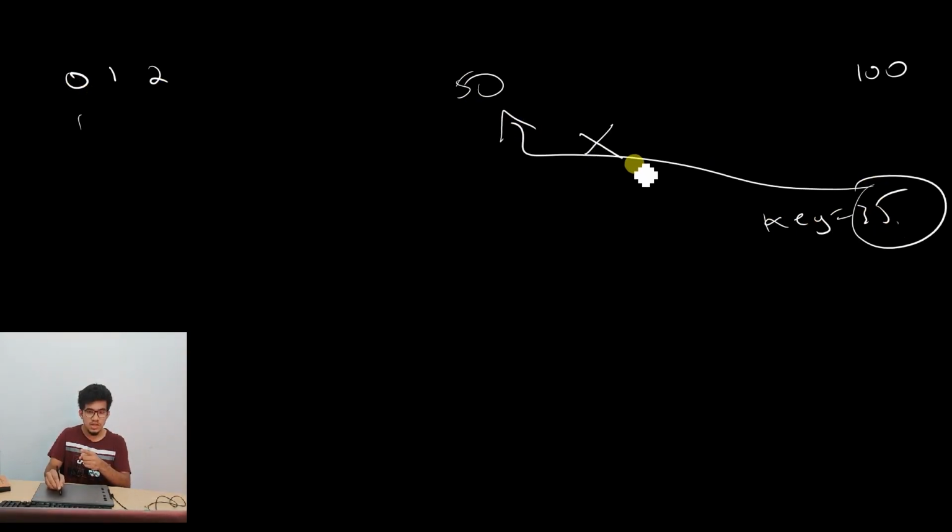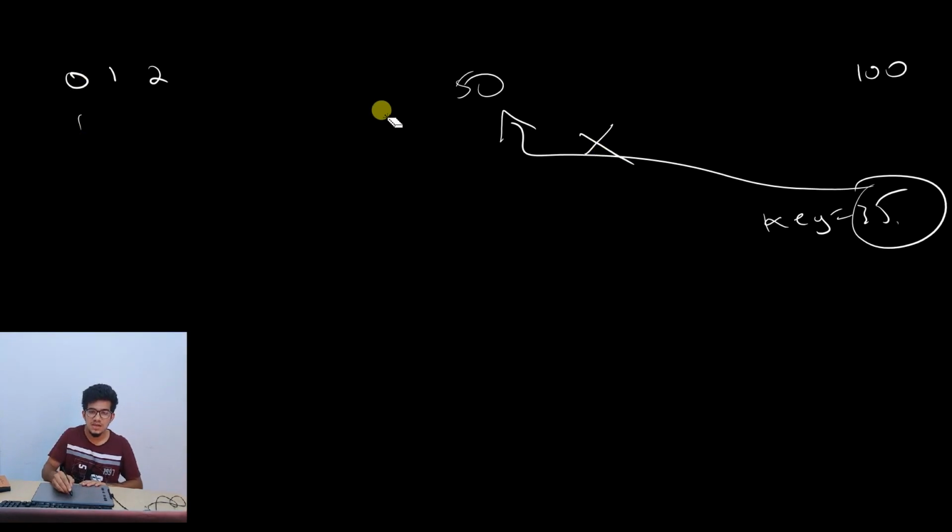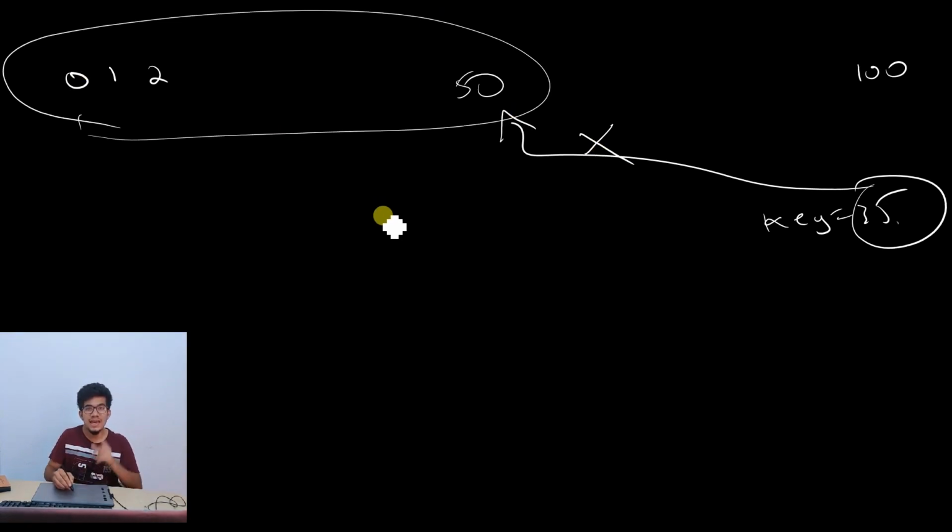Okay, so what is the key now? Key is 35. Is 35 equal to 50? No, 35 is not equal to 50. So 35, which I want to find, is it on the left side of the 50 or the right side of the 50? 35 is less than 50, so it is on the left side of the 50. So again we will find the middle point. From 50 and 0, the middle point is what?